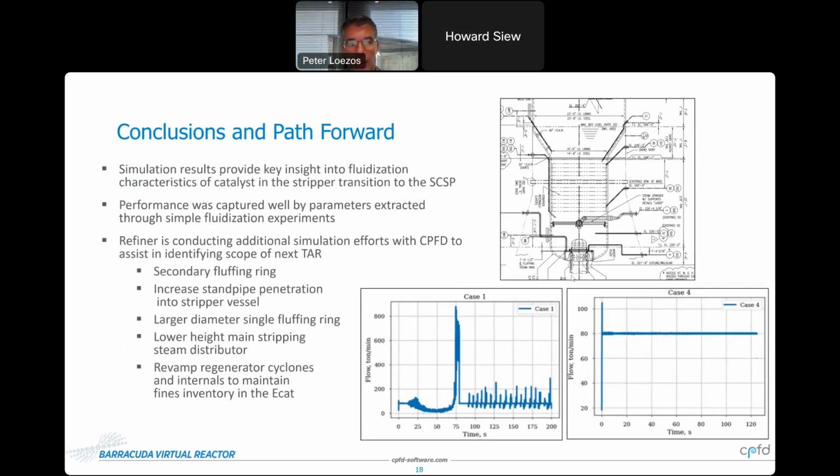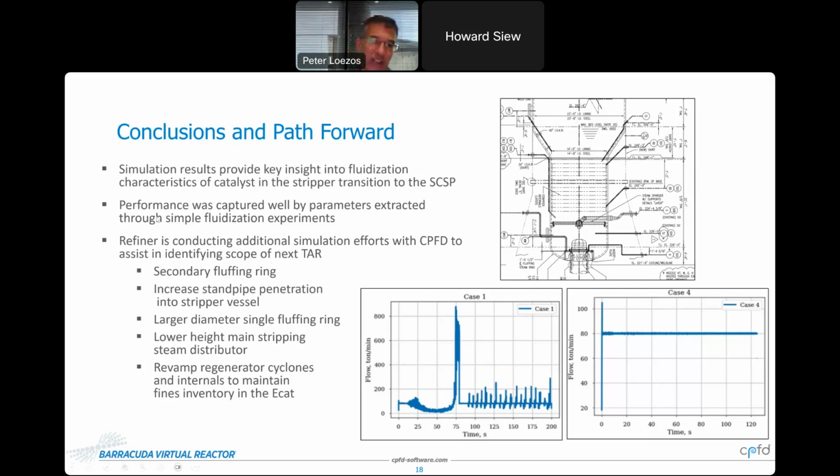So let me end this focus area with conclusions and path forward. Our simulation results provide key insight into the fluidization characteristics of catalysts in the stripper transition to the spent catalyst standpipe. And this performance was well captured by parameters extracted through simple fluidization experiments. So where's the refiner today? The refiner is conducting additional simulation efforts with CPFD to assist in identifying the scope of the next turnaround.